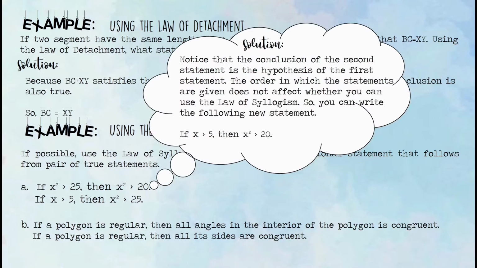Here are the solutions using the law of syllogism. Notice that the conclusion of the second statement is the hypothesis of the first statement. The order in which the statements are given does not affect whether you can use the law of syllogism. So, you can write the following new statement: if x is greater than 5, then x squared is greater than 20.